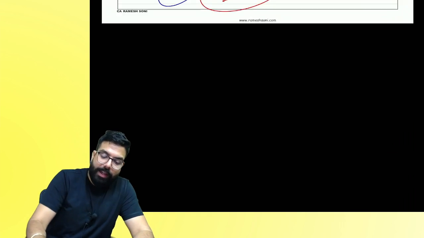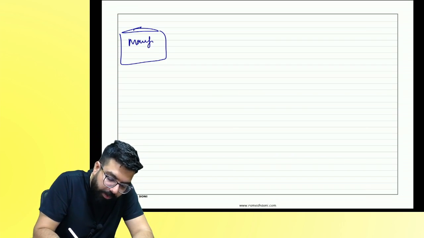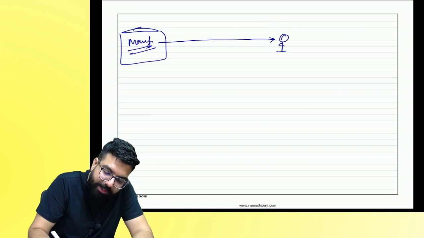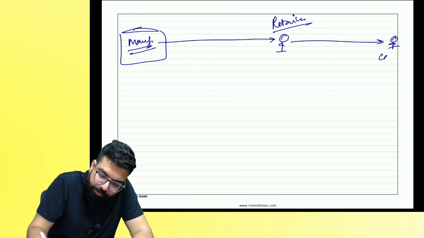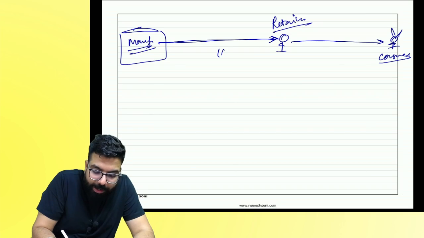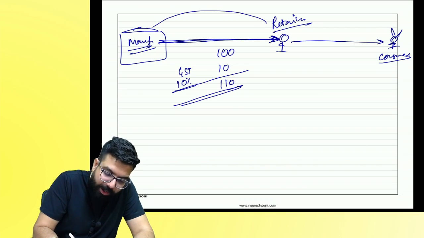Let me draw and explain. Everyone listen here. For example, this is a manufacturer. He sold the goods to a wholesaler or retailer, I will say retailer, and the retailer sold the goods to the consumer, the ultimate bakra. The manufacturer sold the goods to the retailer at 100 rupees. GST percentage is 10%. Can you tell me how much GST will come? How much will he actually charge? He will charge 100 rupees for the goods, 10 rupees for the GST.